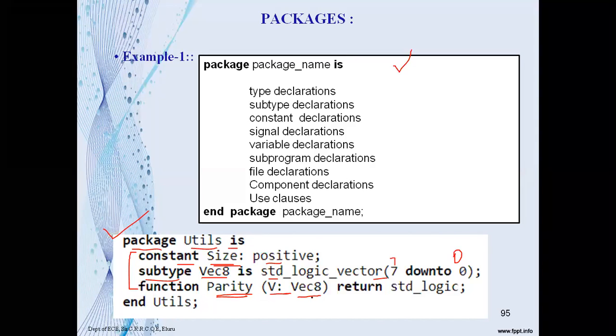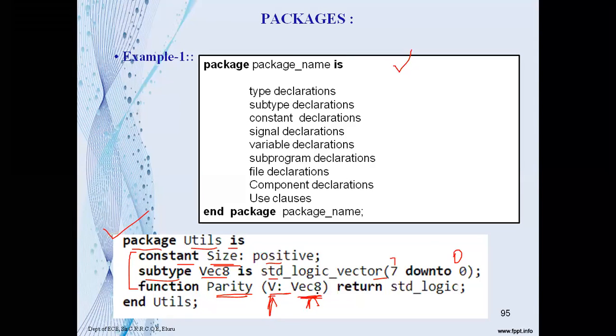So what is vector 8? Vector 8 is a subtype of standard logic vector 7 down to 0. What is vector 8? It is the subtype of which one? The subtype of standard logic vector 7 down to 0. So now what does this V say here? The V says here it is a vector signal 7 down to 0.